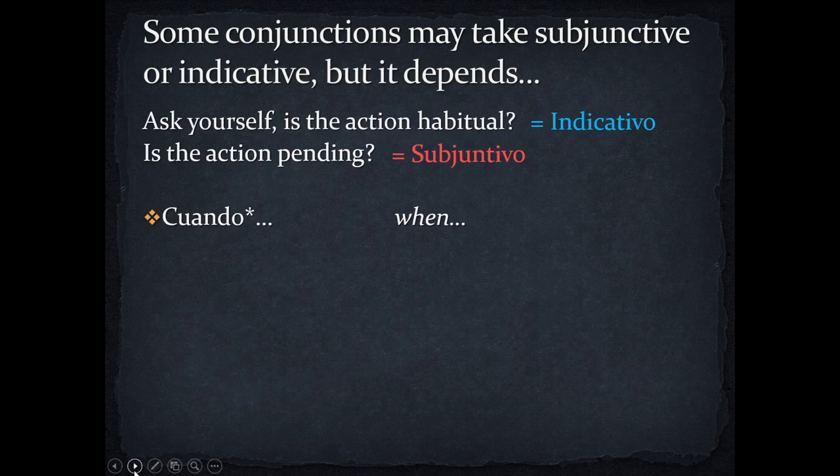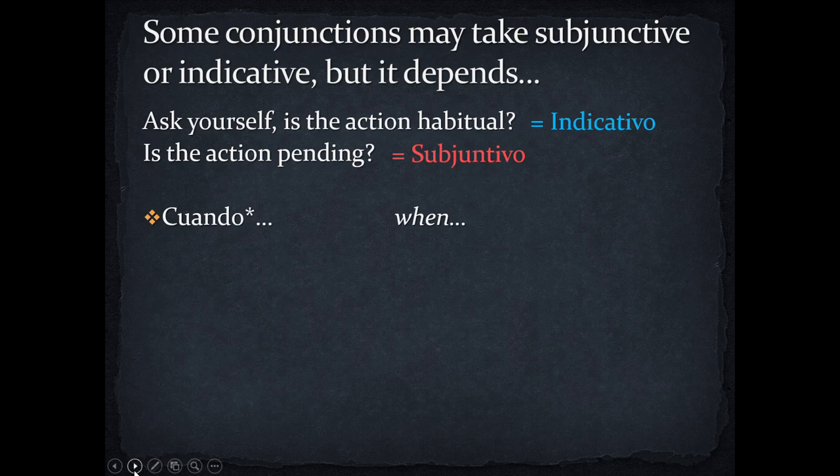El primero es la palabra cuando. Cuando, you already know, is the word when. And we've used cuando since the beginning of Spanish, but we've never used it in a situation where we've had to use subjunctive with it. But cuando is an expression that could go either way depending on what kind of action you're referring to.